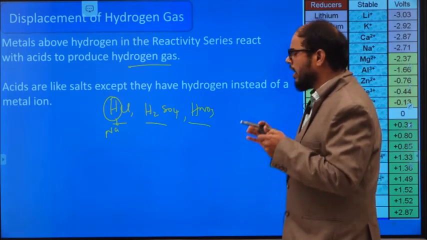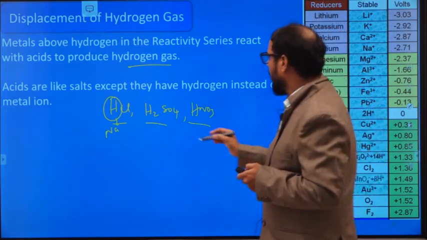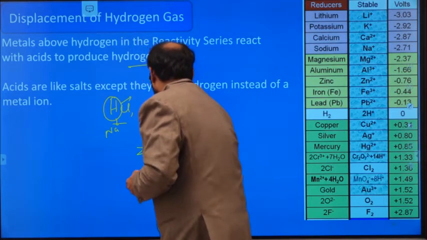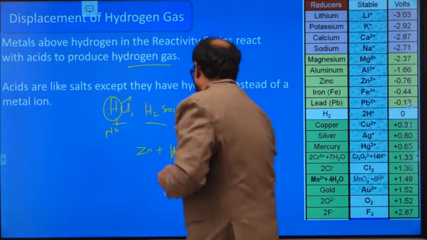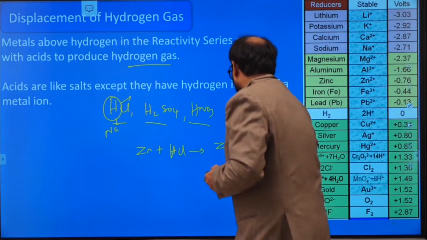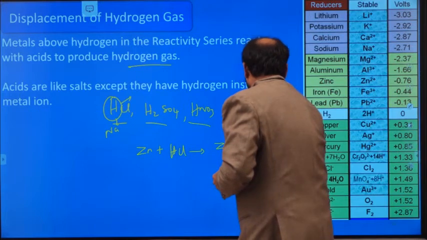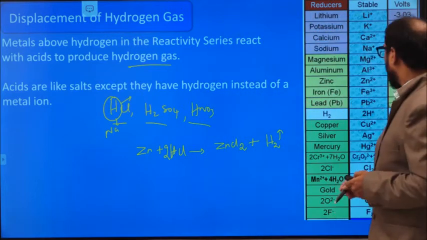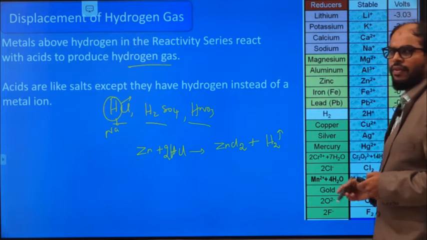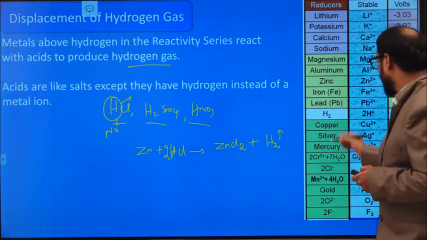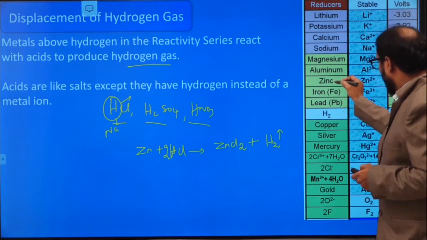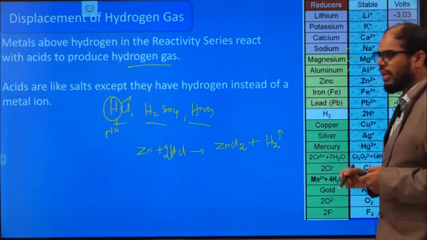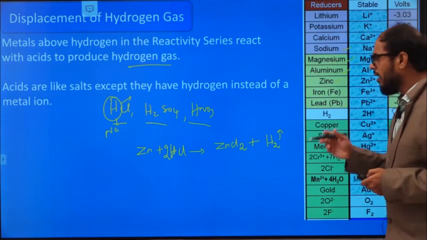So we can be very sure that metals will displace hydrogen from mineral acids. Whenever I write the reaction Zn plus HCl, I can be very sure that it is going to form ZnCl2, liberating hydrogen gas. This reaction tells very clearly that the elements above hydrogen can easily displace hydrogen. Zinc, aluminium, magnesium, and sodium are elements placed above hydrogen. They can easily liberate hydrogen gas from mineral acids.